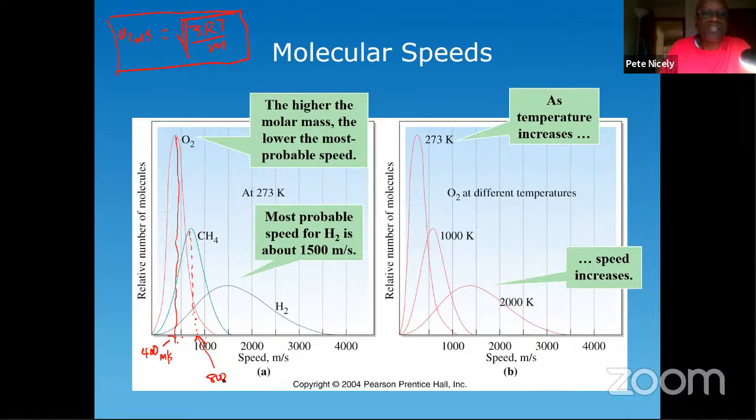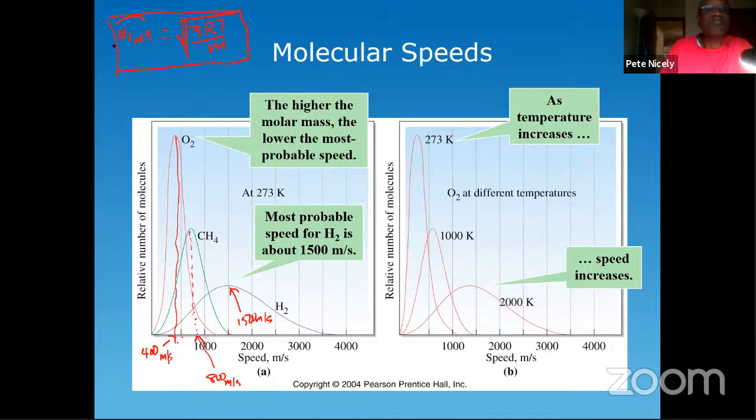800 meters per second. And then in the case of hydrogen, well, hydrogen is easier to determine because if this is 1,000, that means this is 1,500. So in the case of hydrogen, that would be about 1,500 meters per second, all right? So how does this help us in terms of understanding this equation?